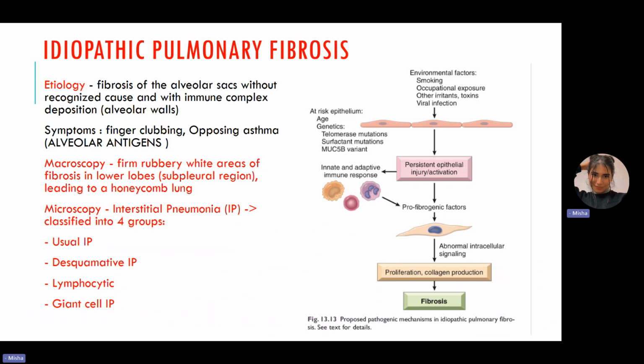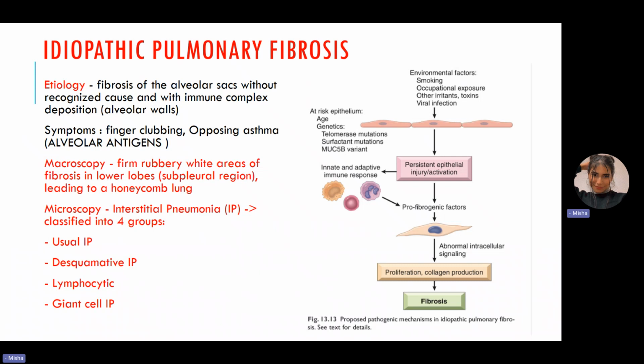These cystic spaces are lined by hyperplastic type 2 pneumocytes, and type 2 pneumocytes are basically the ones that are producing the surfactants, and these are basically hyperplastic, and they're making these cystic spaces. Now, normally they do not ask you the microscopy, but in idiopathic pulmonary fibrosis, the microscopy actually allows you to classify this disease into four major types.